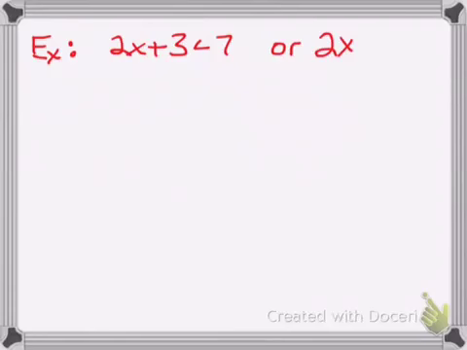Let's do 2x plus 3 is less than 7, or 2x plus 1 is greater than negative 5. No, that's not going to work good. Change the signs. Change this to negative 7 and this to positive 5. I'm making these up on the fly, so I might have to adjust.